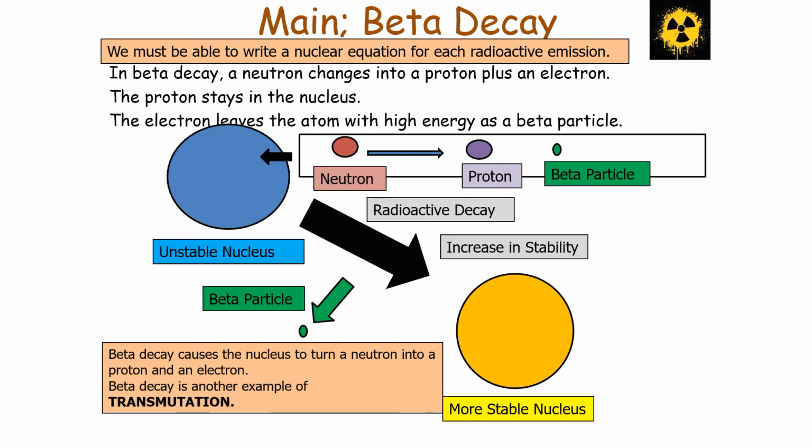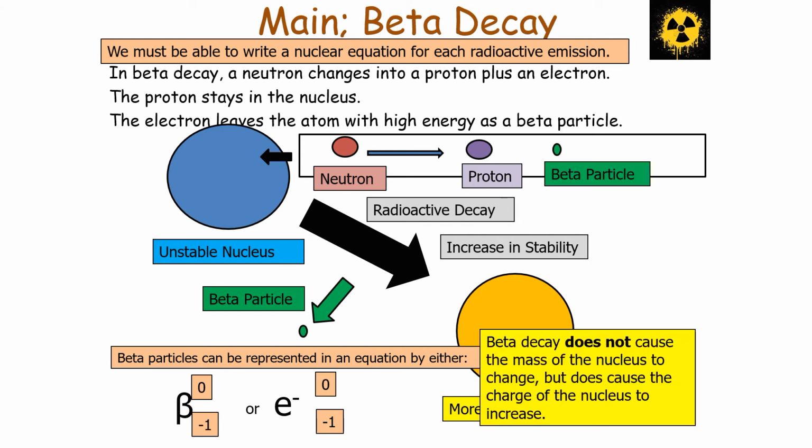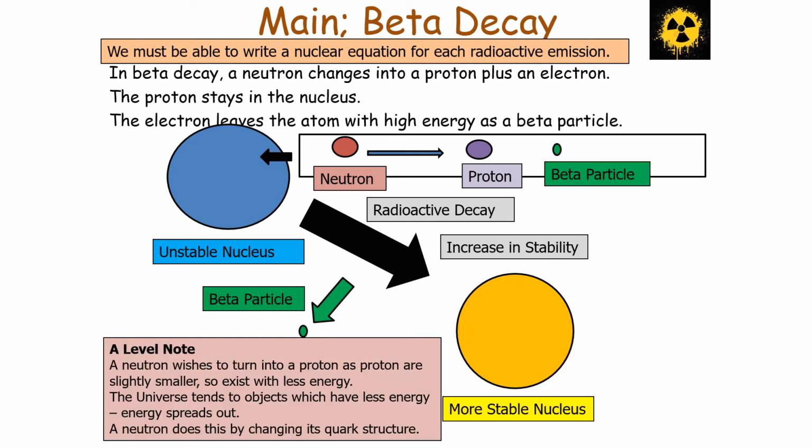So beta decay is another example, along with alpha decay, of transmutation. Beta particles can be represented in an equation with either a beta symbol or an e to the minus symbol for electron, as 0 on the top and minus 1 on the bottom. Now beta decay does not cause the mass of the nucleus to change, but it does cause the charge of the nucleus to increase. Just as a quick note, a neutron turns into a proton as a proton is ever so slightly smaller than a neutron, so it needs less energy to exist, so the neutron will turn into the proton and also produce a beta particle, an electron, at the same time.